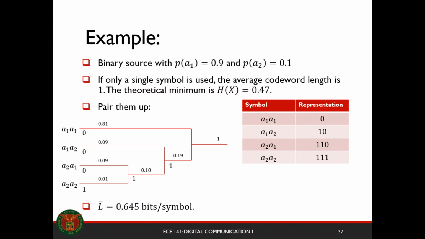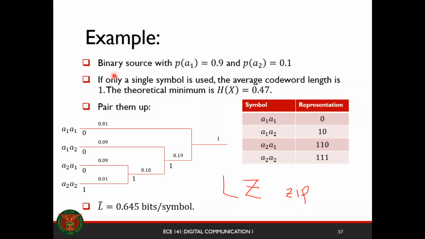Another widely used coding aside from Huffman is the LZ algorithm. The LZ algorithm is used to compress zip files. So if you're interested, I suggest you read up more on that. But for this course, we'll only discuss the Huffman coding.